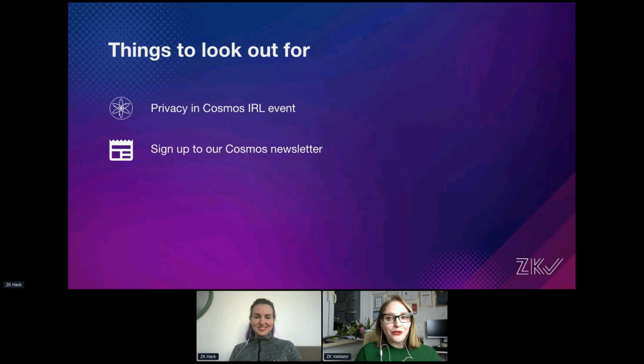And things to look out for. Like Anna mentioned, we do a lot of initiatives that are around events as well. So somewhere in June, look out for Privacy in Cosmos 2, an in real life event. Yes, we should have put that actually. It's the second one that we are doing. The first one we did last year in Amsterdam and it was amazing. So we want to do something again that is going to be maybe even better. I hope it's going to be better.